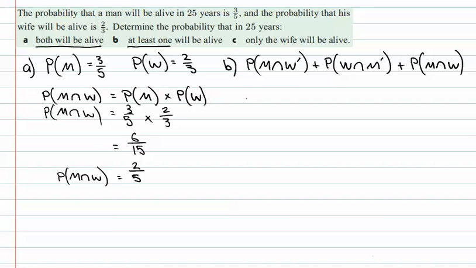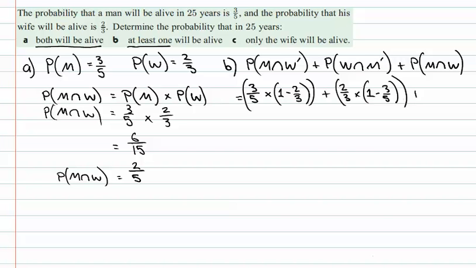Now for this, all we have to do is probability of the man, which is 3 on 5, times the probability of not being a woman, so that's times 1 minus the probability of woman being alive, which is 2 on 3. And we're going to add that to the probability of the woman being alive, which is 2/3, times 1 minus the man being alive, which is 3/5.